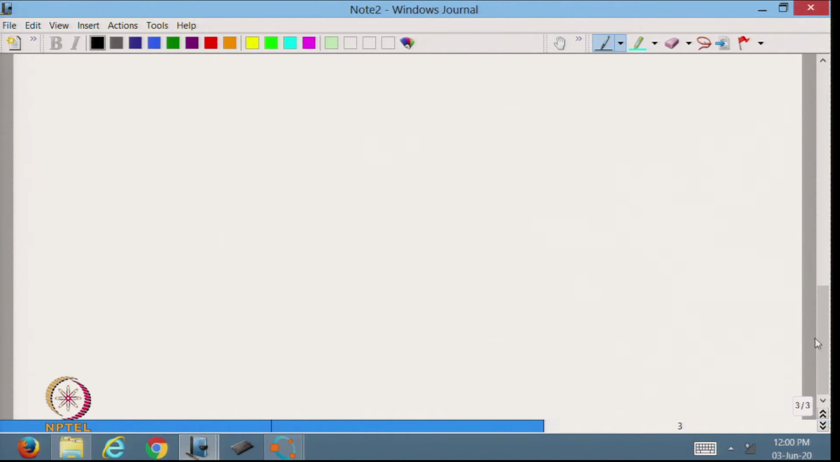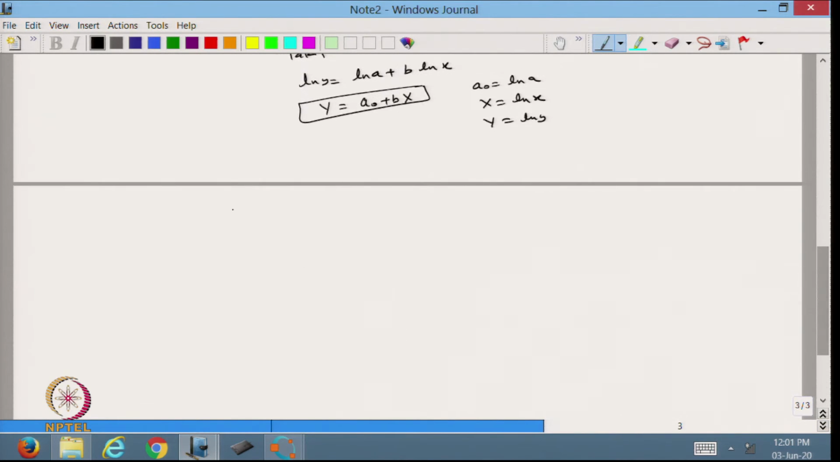The same way I can define another type of pattern. So, case 3, y is given of this type: a times b raised to power x, like an exponential function. So, in this case also I will take the log on both sides. So, it will be ln y equal to ln a plus x ln b.